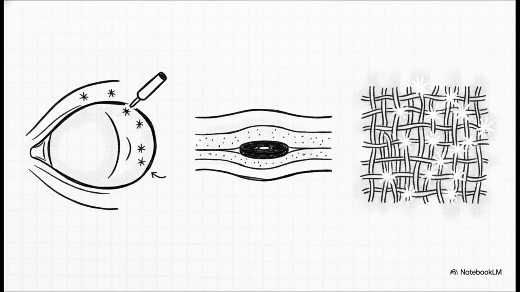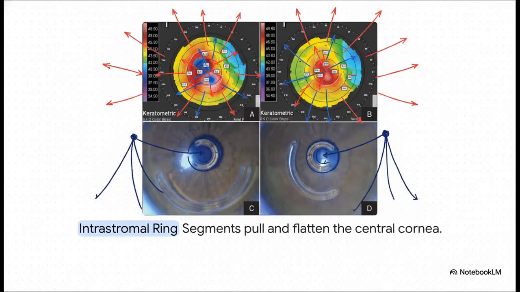Here is a massive OKAP pearl. We use corneal cross-linking, or CXL. This induces a chemical reaction that strengthens the physical bonds between the stromal fibrils, stabilizing the cornea and literally halting the disease progression. Another incredible structural tool for keratoconus is intrastromal corneal ring segments.